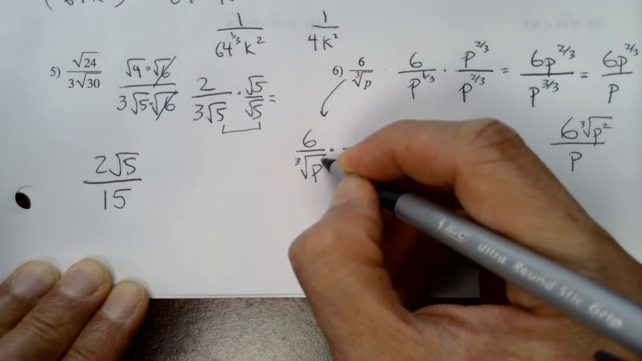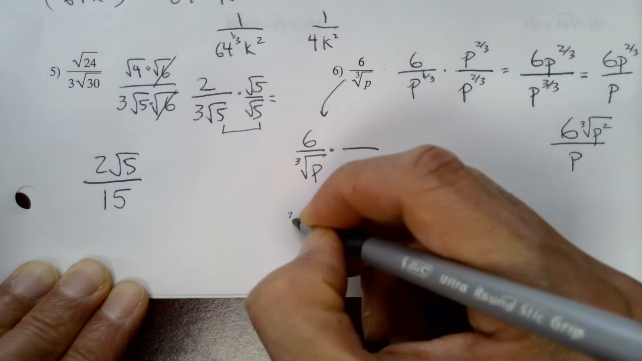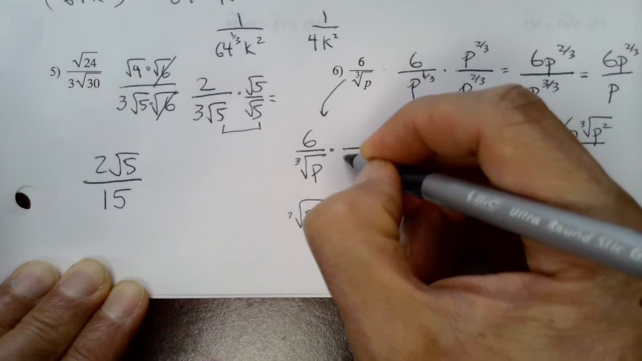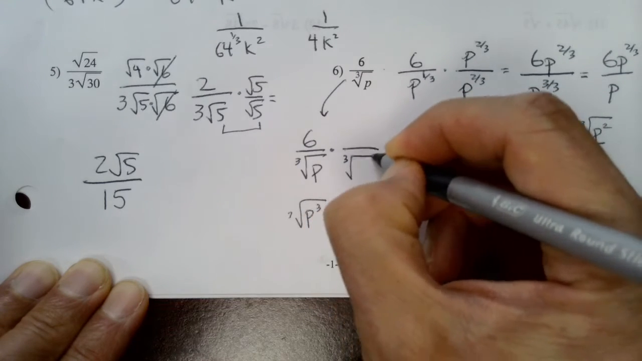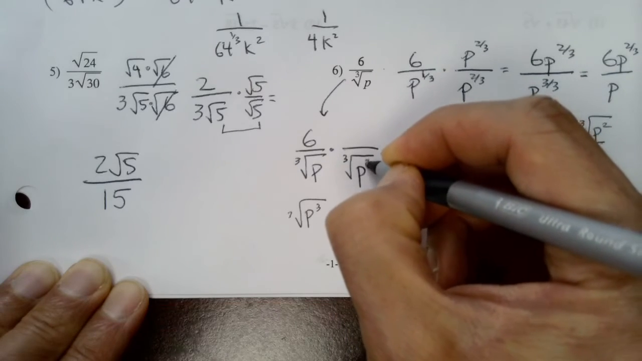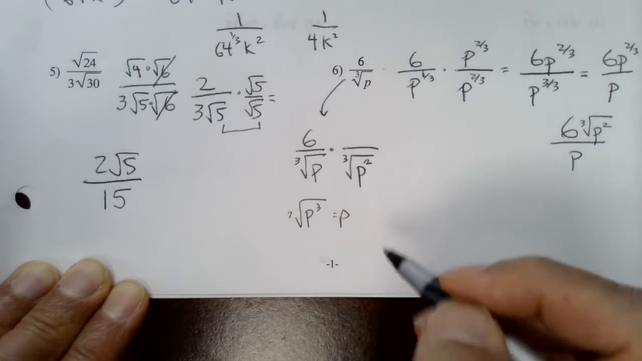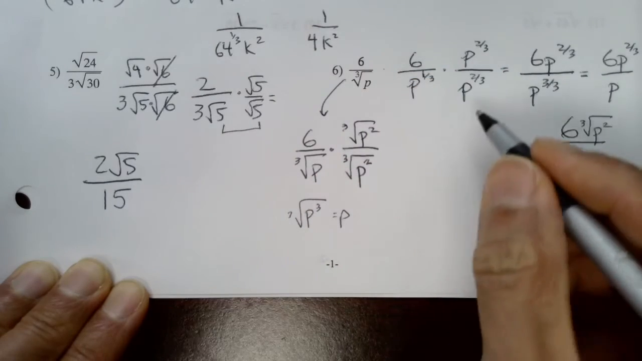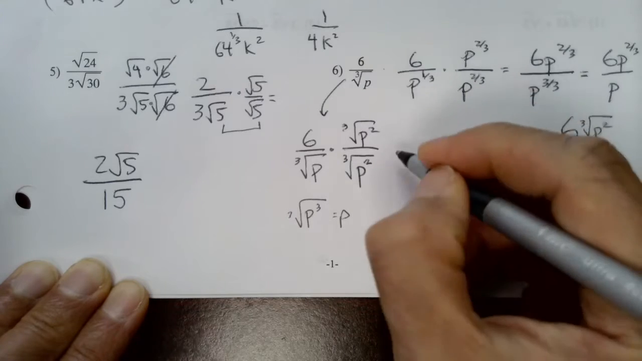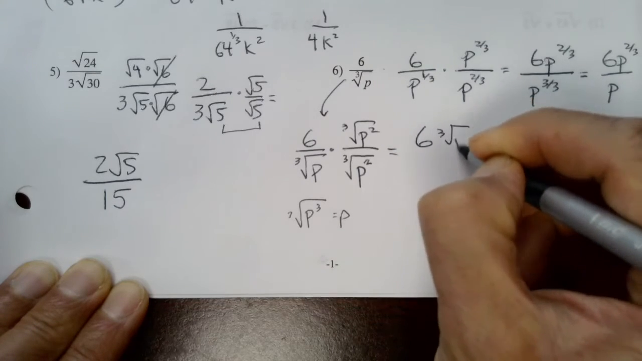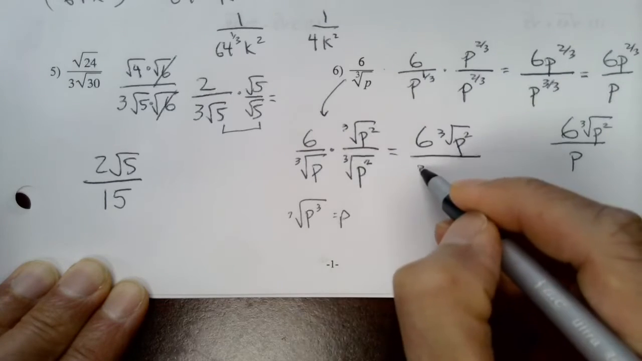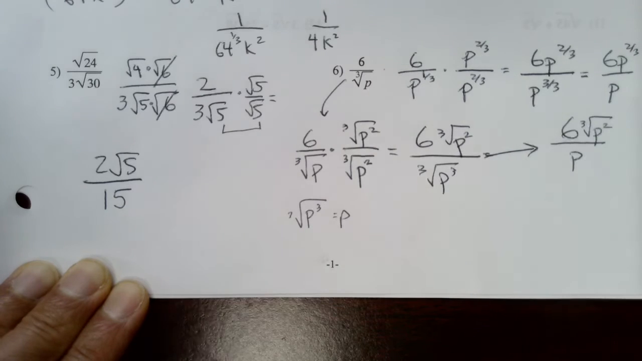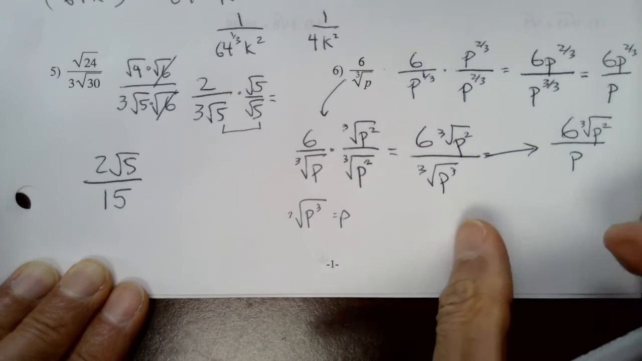So if I had p cubed inside, right? Cube root of p cubed would give me p. So in order to get p cubed on the inside, I'm going to have to multiply this by the cube root, right? So same type of root, but p squared. So cube root of p squared. And that's the same thing I did over here, right? P to the 2/3. And that's going to give me 6 cube root p squared over cube root of p cubed, which is the same as that. Okay?